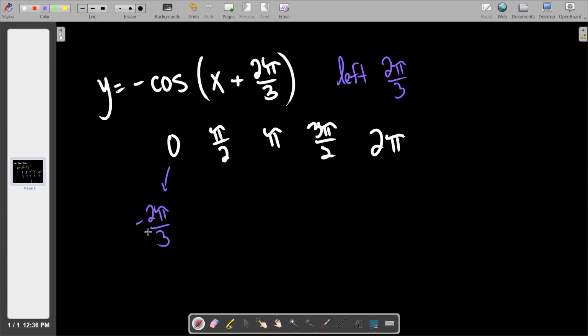We're just literally looking at xness. So instead of sitting at the number 0, if I say go left, you just essentially do 0 minus 2 pi over 3, and there you are at negative 2 pi over 3. Got it?